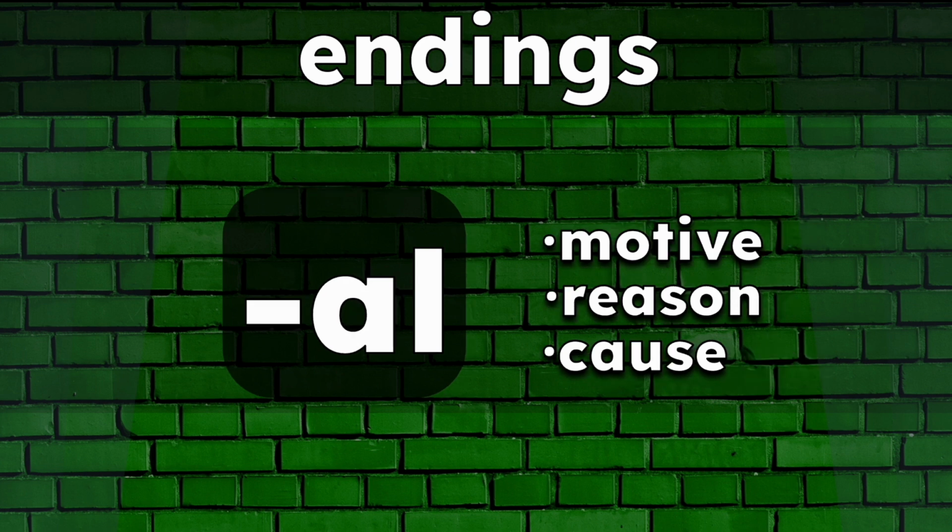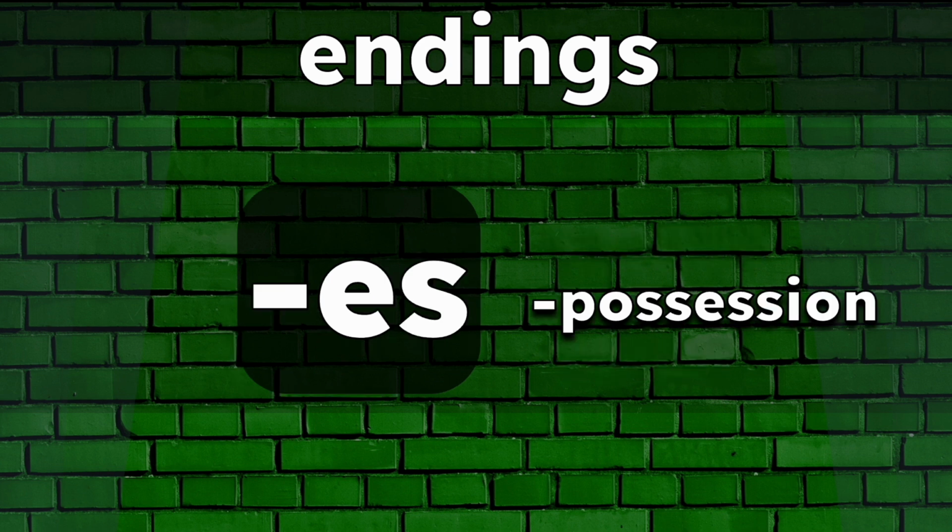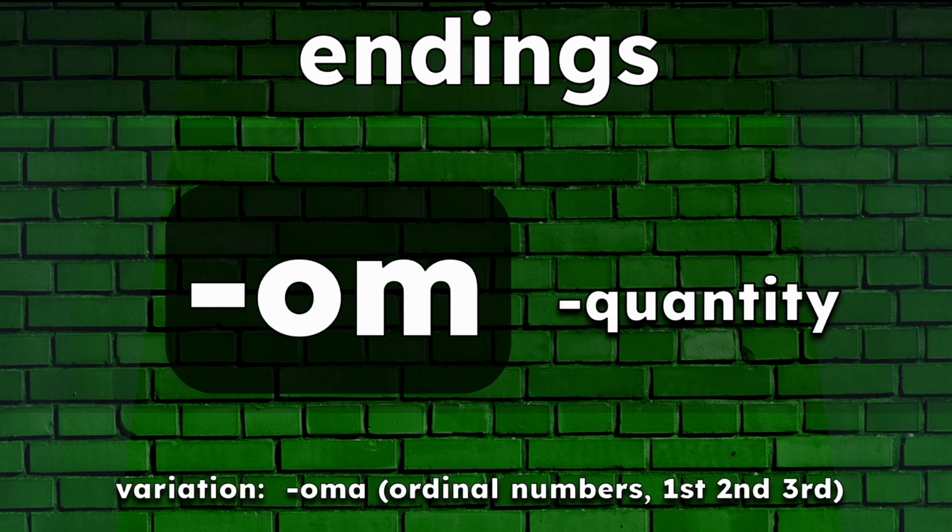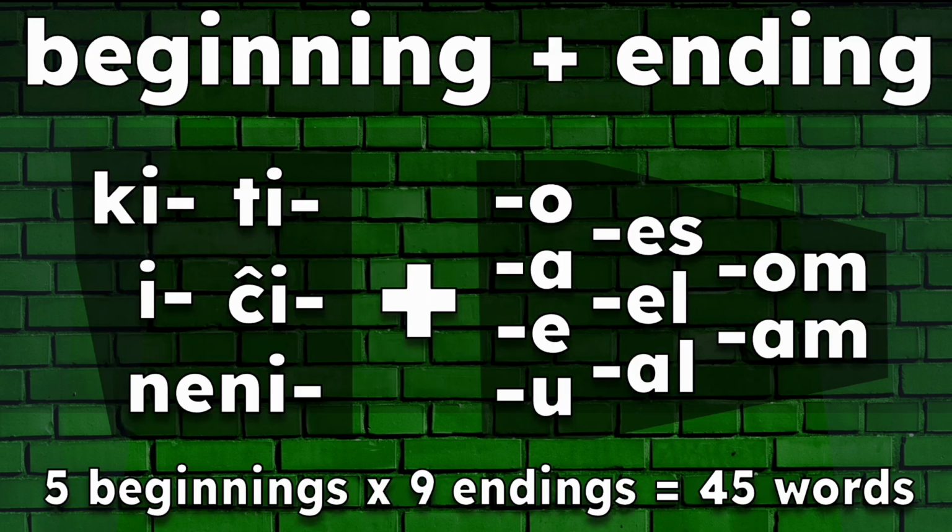Al represents motive, reason, or cause. Es is for possession. Am is for time. And om is for quantity. We also have oma to represent ordinal numbers like first, second, and third. Now let's combine the beginnings and endings to create the correlatives. I'll give an example sentence for each correlative and its variations.